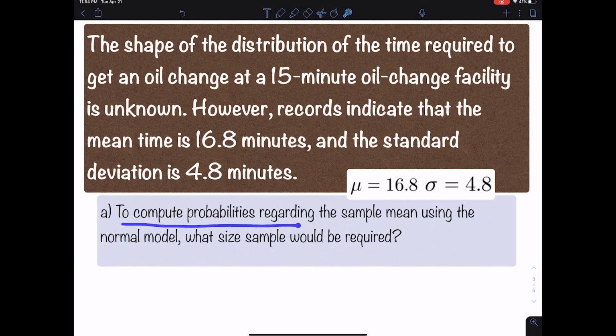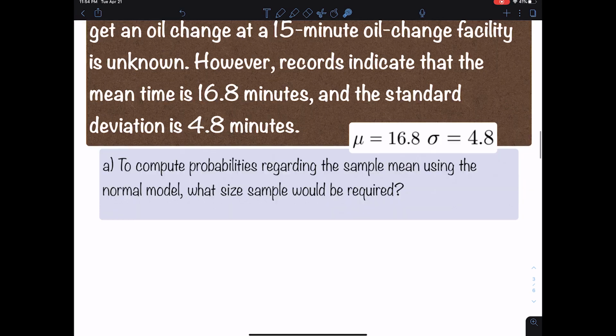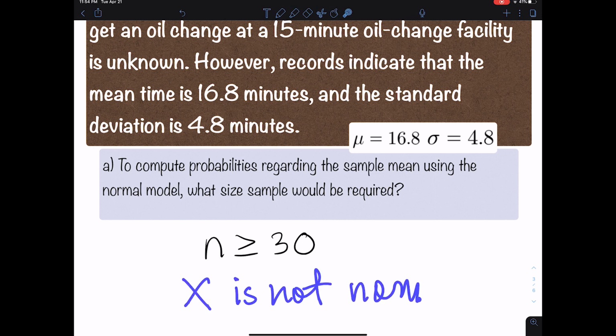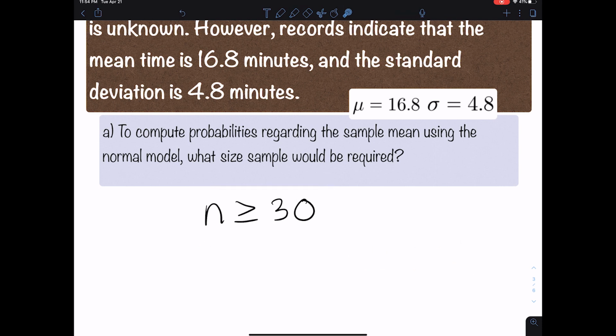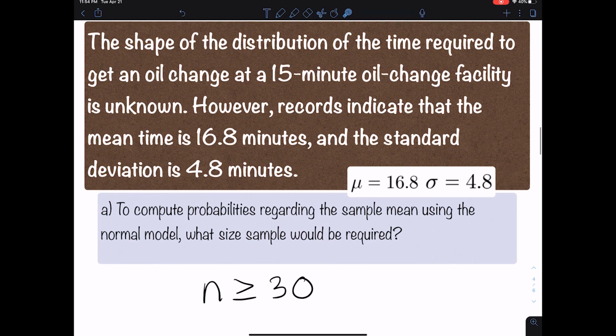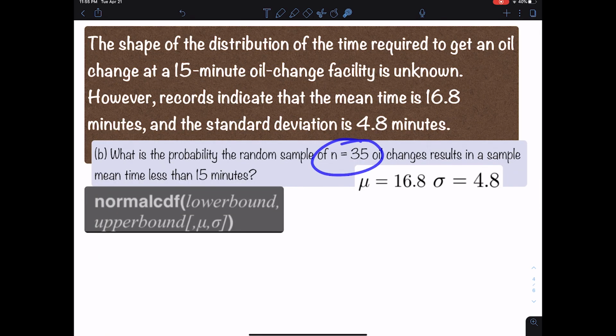To compute probabilities regarding the sample mean using the normal model, what size sample would be required? A good guideline for that is that n has to be greater than or equal to 30. But remember, this is only the case when x is not normal. Remember, in our question, nowhere did it say that the distribution of the oil changes was normal. So since oil changes are not normal, we need this extra condition that the sample size needs to be at least 30. And notice that in the question that we're going to do, it says that we have 35 oil changes. So let's read the question.